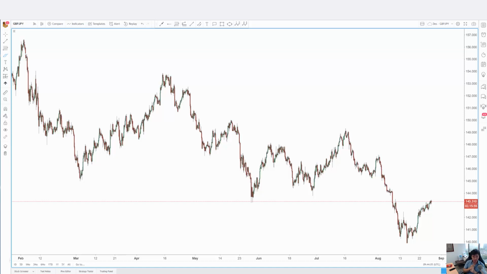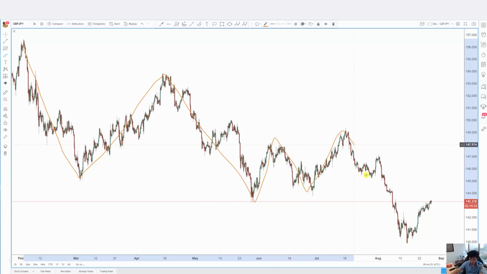So today we'll be looking at pound yen. Before I even begin, what I always like to see is how the market is flowing. What are the big movements? You can see there's one big movement down here, one big movement up here, one big movement down here, up here, down, up, down, and a little bit smaller like that.